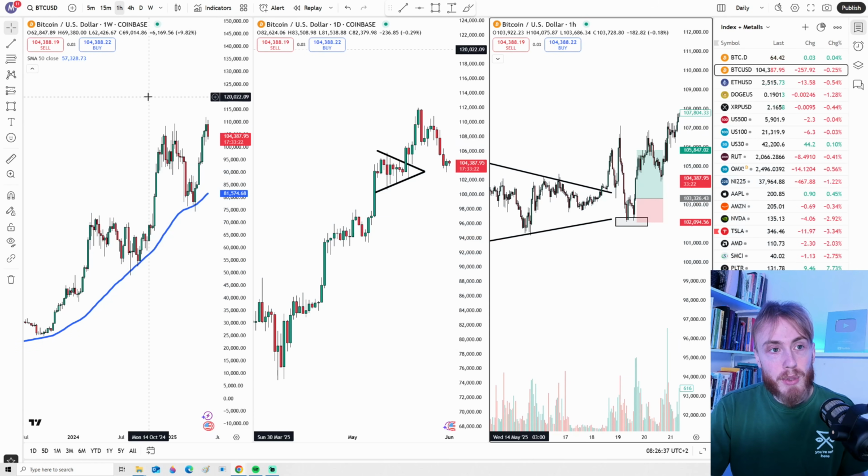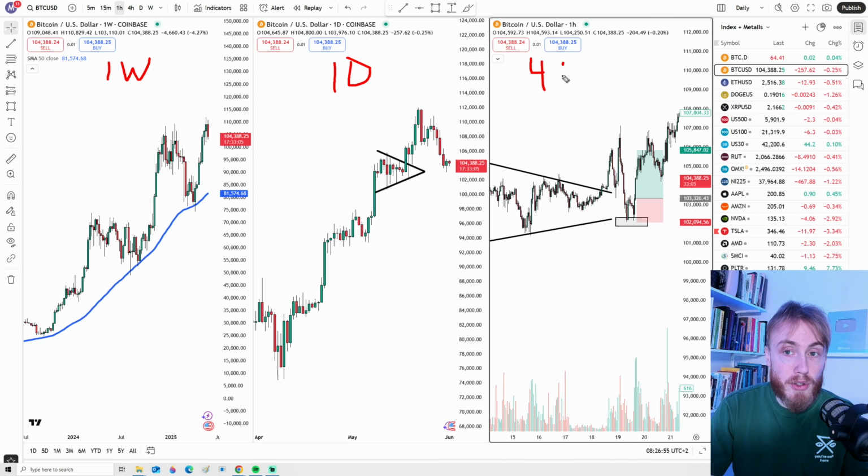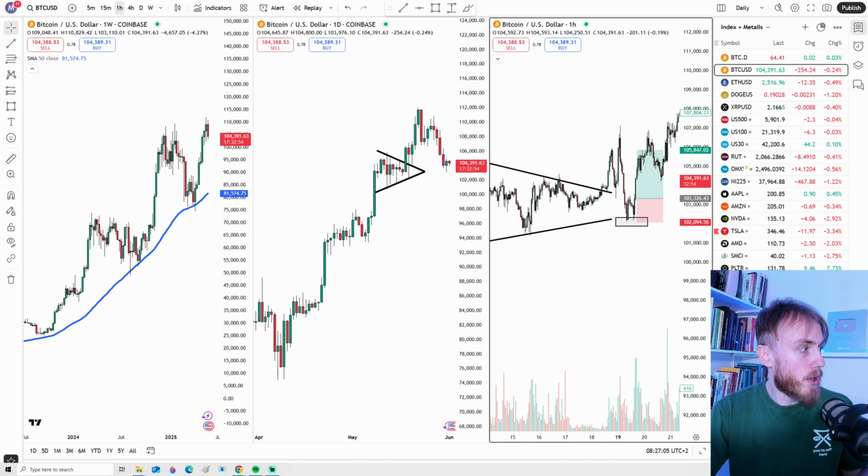But what I then did was that I opened up Bitcoin here on 3 time frames. So right here we have the weekly time frame, and this is where I look out for the long-term trend. Right here I have the daily time frame, and right here what most people will do is zoom into the 4 hour time frame, but I zoomed in all the way to the 1 hour time frame to find precise entry.